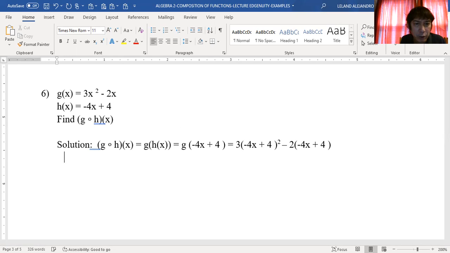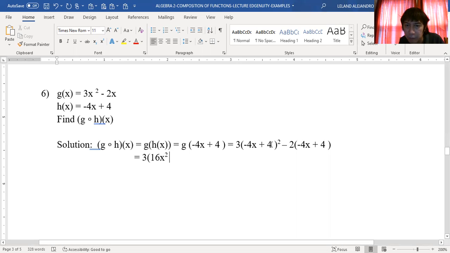This will now be, let's continue with the equal sign just here. You can see here squared, so we will square this, after which we will multiply by 3. So we have here 3 times the quantity. Let's start squaring the inside. Negative 4x times negative 4x is positive 16x squared. And then we shall continue with the product of negative 4x and 4 and 2. So that means 32 negative x. So this will be minus 32x there.